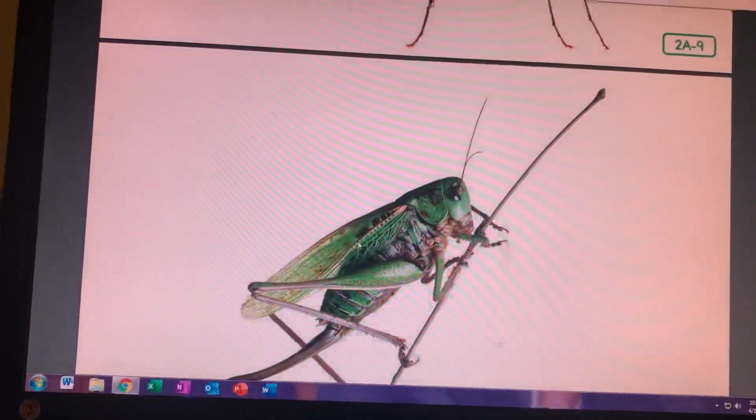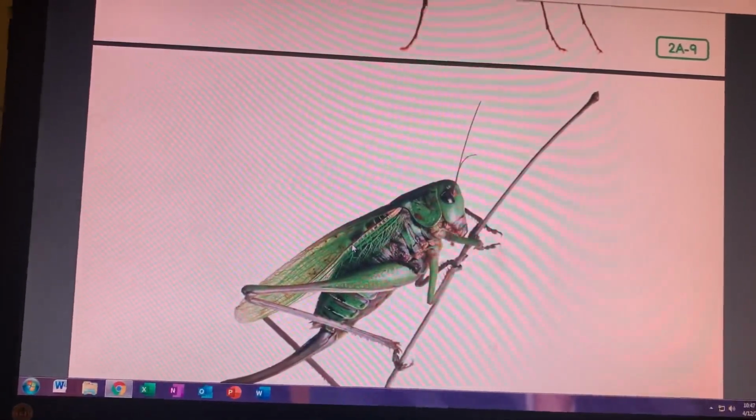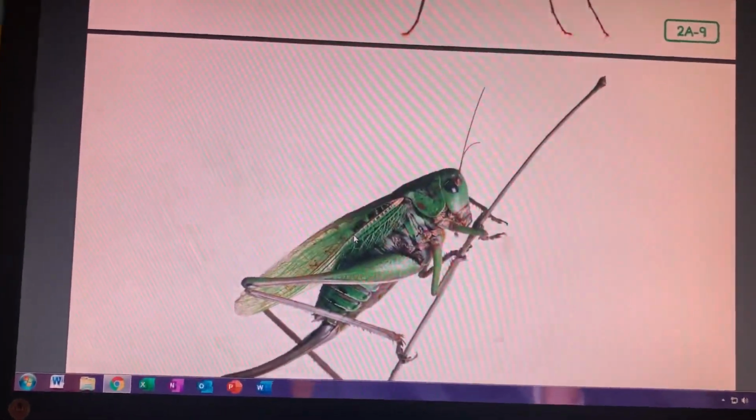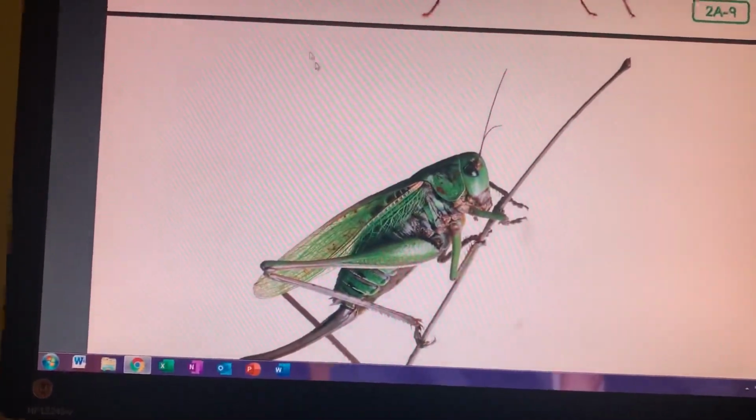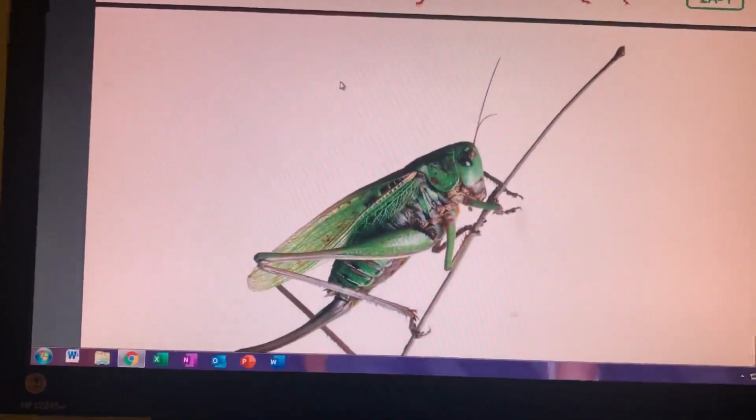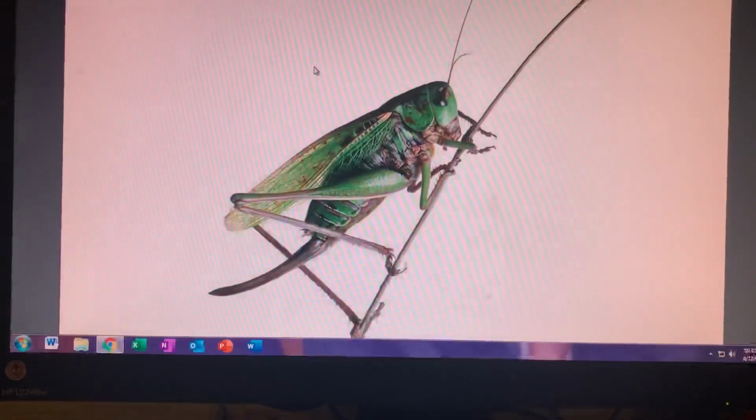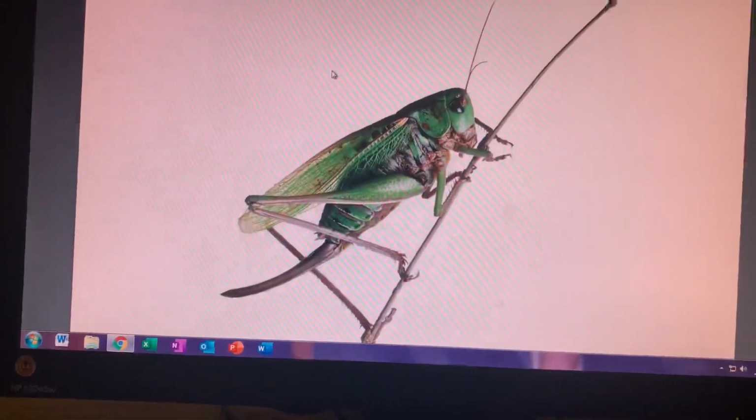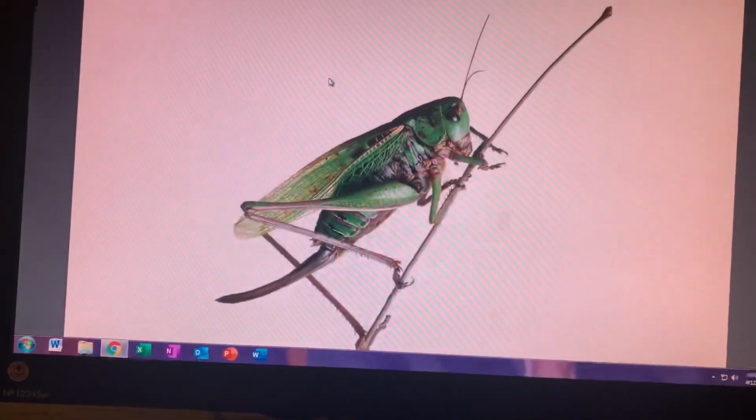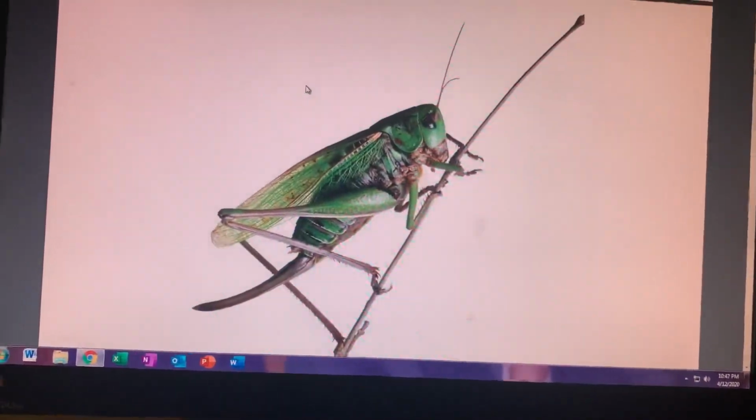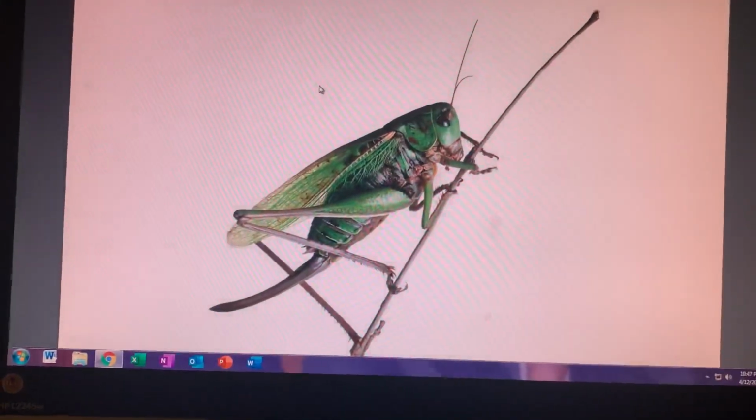Eyes, mouth, antennae. What else might you expect to find on an insect's head? What other organs do you have on the side of your head? That's right, ears. Do you see any ears in this cricket? Nope. The cricket's ears are located on its legs, attached to the middle section of the cricket's body.